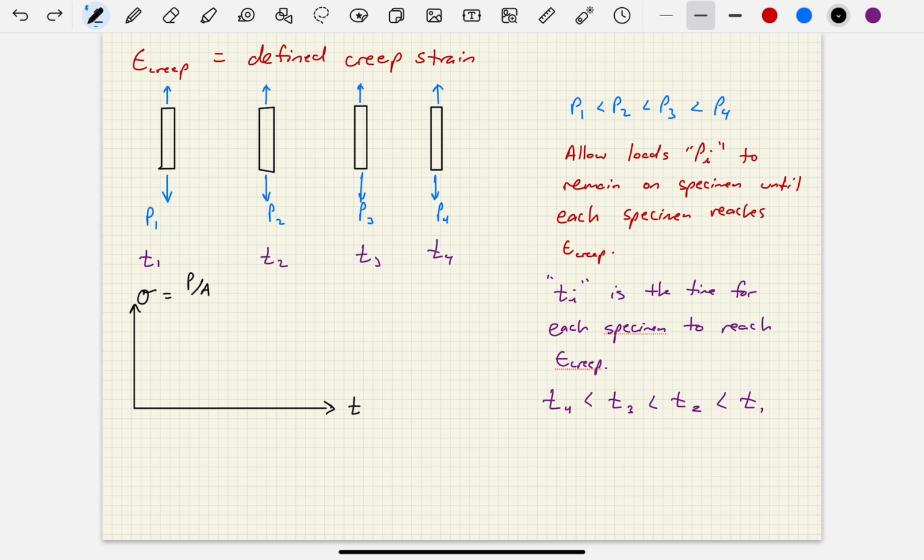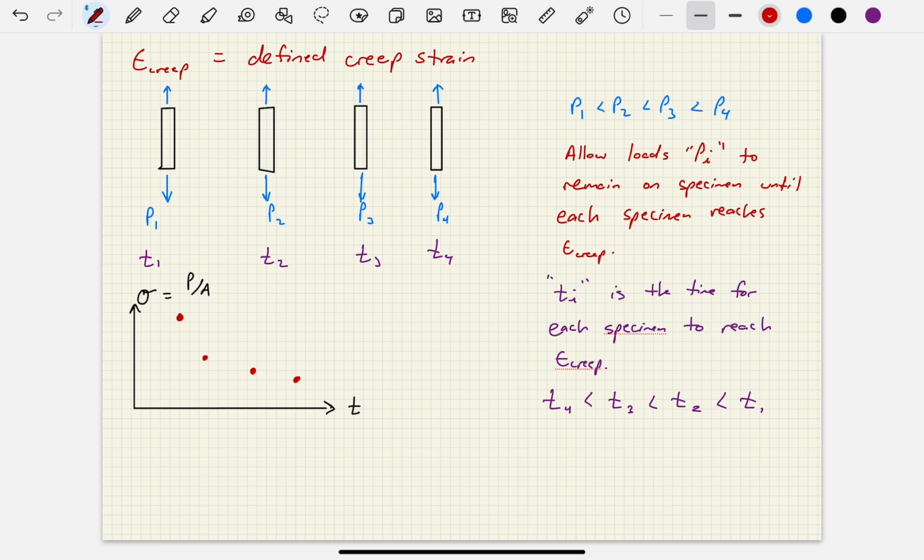And so what'll happen is, let's color code this. At that first loading, P1, T1 will be the slowest, right? So that'll be maybe somewhere out here, okay? And then at a bigger load, P2, then T2 will occur a little faster, a little sooner. Maybe it's like right here, for example, okay? And then at a bigger load, P3, that'll again happen a bit faster. And then at an even larger load, P4, that'll happen even faster.